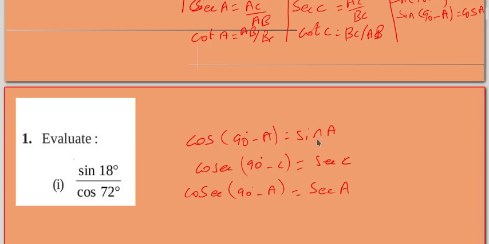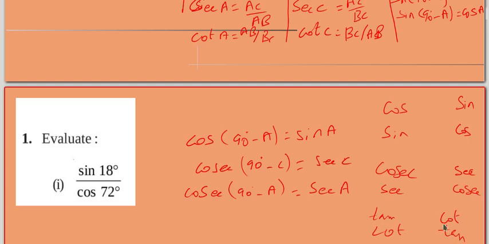For cos, the complementary angle is sin. For cosecant, the complementary angle is secant. For sin, the complementary angle will be cos. For secant, the complementary angle will be cosecant. For tan, the complementary angle will be cot, and for cot, the complementary angle will be tan. So these are the pairs available here.